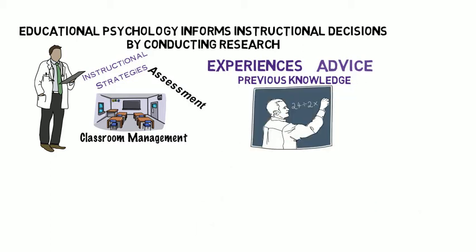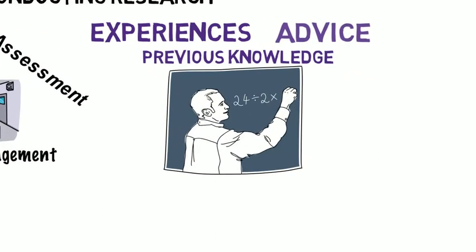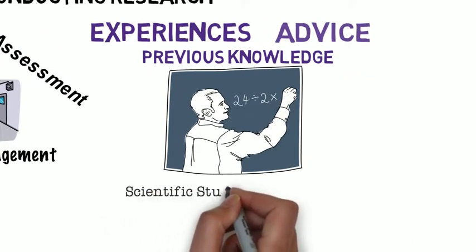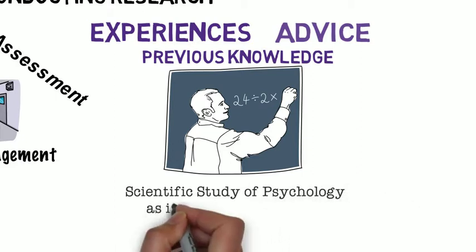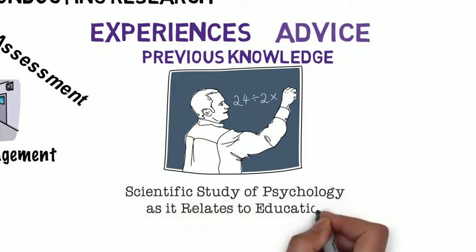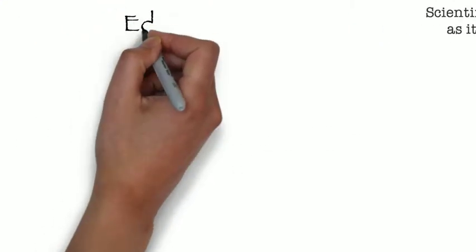through systematic research. So in educational psychology, educational psychologists focus on the scientific study of psychology as it relates to education. Some of the areas of study are human learning and motivation, developmental trends, individual and group differences, classroom assessment, and standardized testing, and then effective classroom practices.